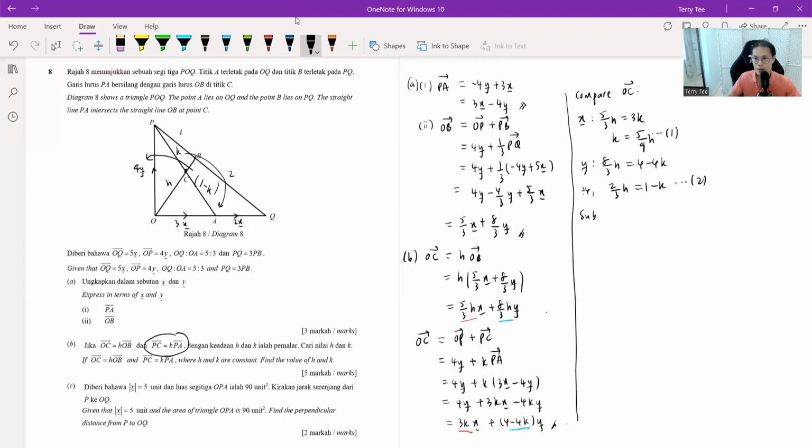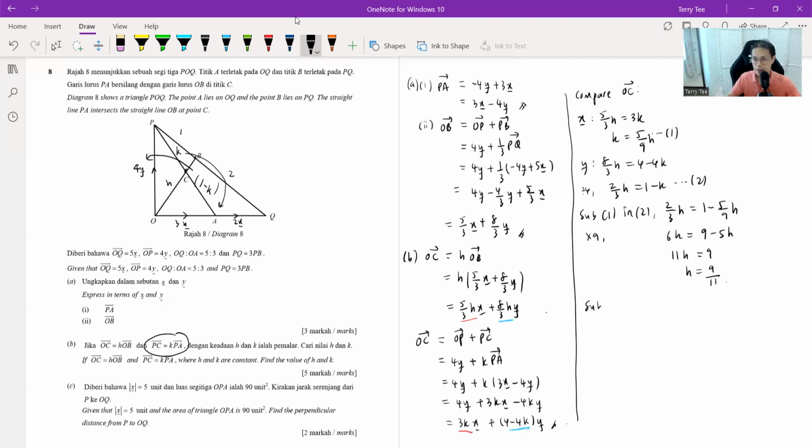So let's sub equation 1 inside equation 2. The moment you sub in, you don't write k, you write 5 over 9h. I don't like fractions, so I multiply by 9 to get rid of this fraction. 2 over 3 times 9 is 6h. This is 1 minus 5h over 9, times 9 gives us 9 minus 5h. Bring over, 11h is 9. h is 9 over 11.